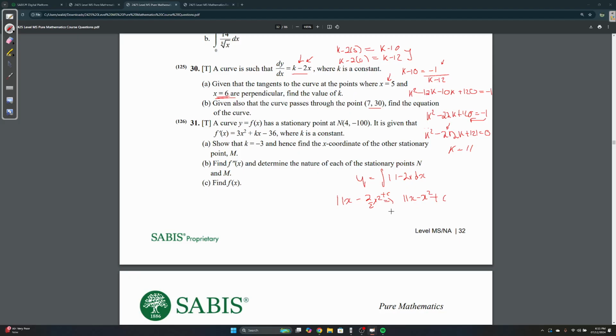So they gave me (7, 30). Substitute 7: 11 times 7 minus 7 squared plus c is equal to 30. So 77 minus 49 plus c is equal to 30. So you're going to get c is equal to 2. So you're going to get that the curve is actually 11x minus x squared plus 2. If you want to write it in standard form, it's minus x squared plus 11x plus 2.